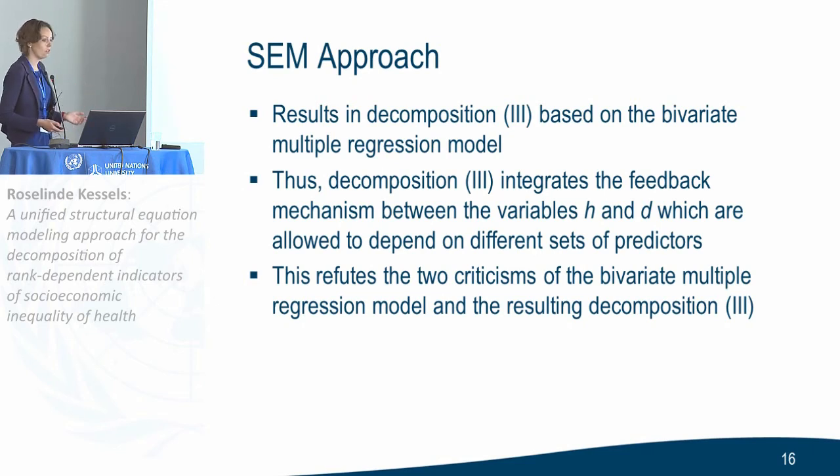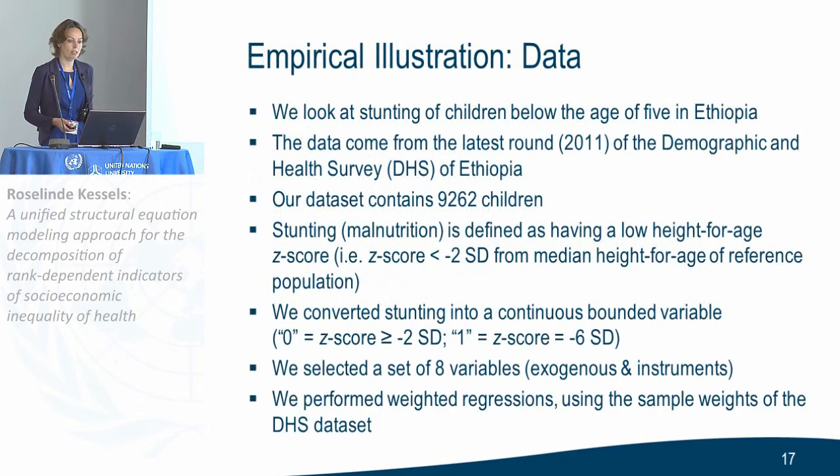Okay, let's quickly illustrate the SEM approach using some data. Data that involves stunting or malnutrition of children below the age of 5 in Ethiopia, and that come from the latest round of the Demographic and Health Survey of Ethiopia. It contains 9,262 observations, and we define stunting or malnutrition as having a low height for age Z-score, where the Z-score is smaller than minus 2 standard deviations from the median of the height for age variable of a well-nourished population, a reference population.